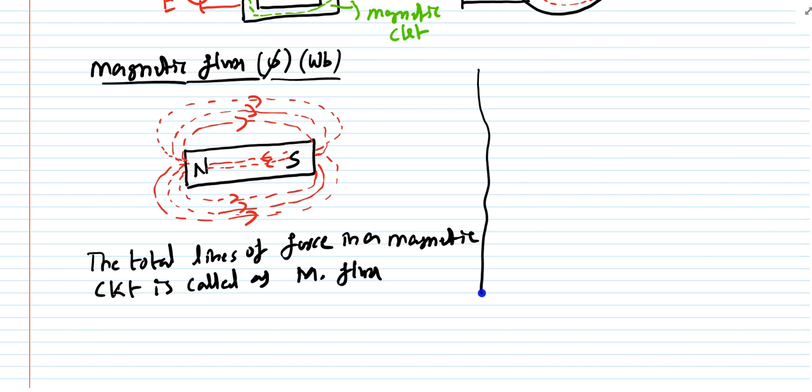Similarly, an electromagnet also can be formed. How will you form an electromagnet? Here it is very simple. If you have a core, a core has been there.